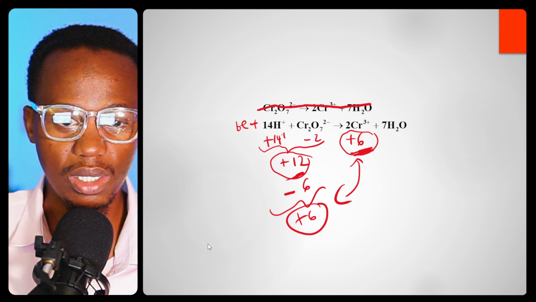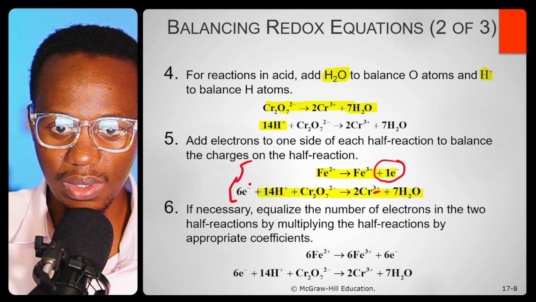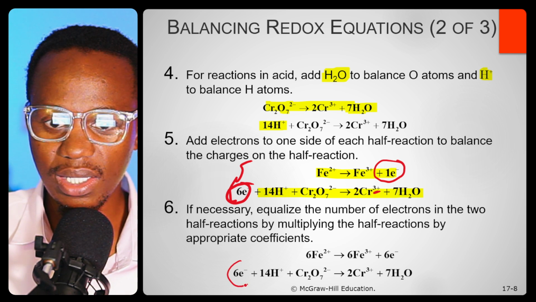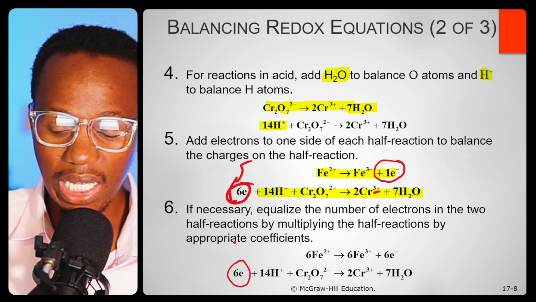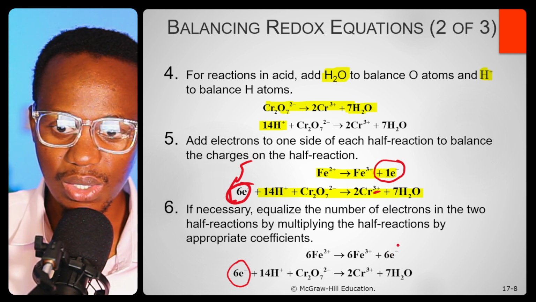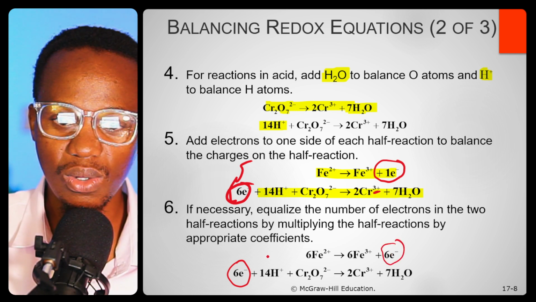Very, very important, right? Because after you've added those electrons, that's going to be your next step. What do I mean by that? Since you've added 6 electrons here, and the electrons need to be balanced, we're going to multiply the top reaction by 6 as well, so that we are able to cancel the electrons.